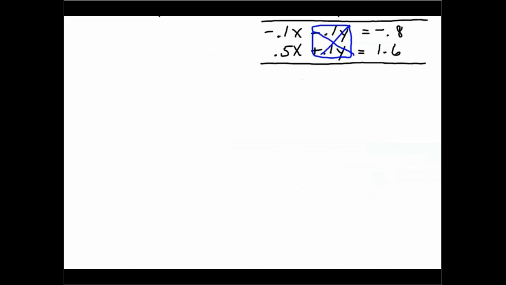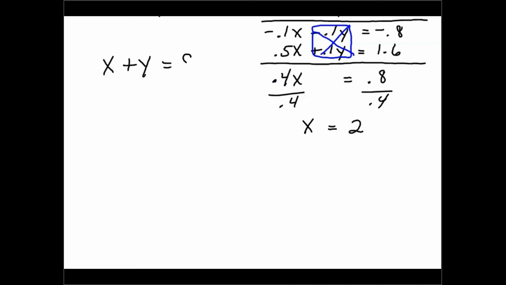So adding these two equations, we end up with 0.4x equals 0.8. Divide both sides of the equation by 0.4, we end up with x equals 2. Now we had our equation x plus y equals 8, and if x is 2, what will y be? y is equal to 6.